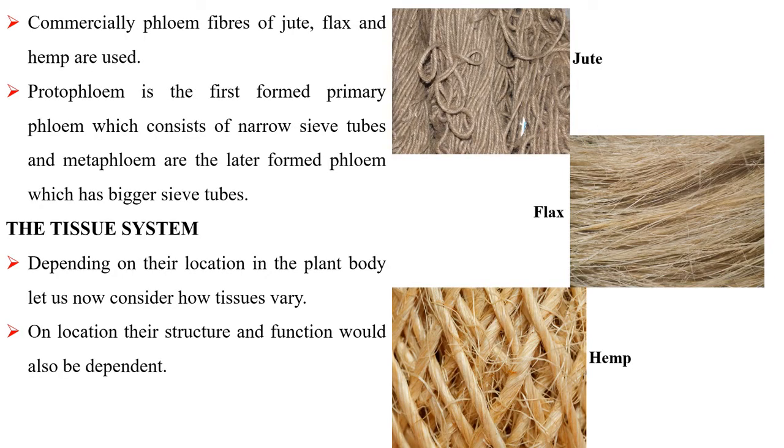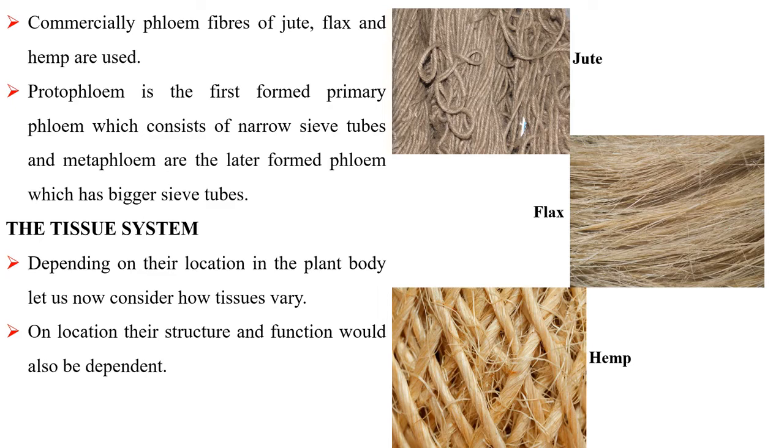Commercially, phloem fibers of jute, flax, and hemp are used. Protophloem is the first formed primary phloem, which consists of narrow sieve tubes, and metaphloem is the later formed phloem, which has bigger sieve tubes.